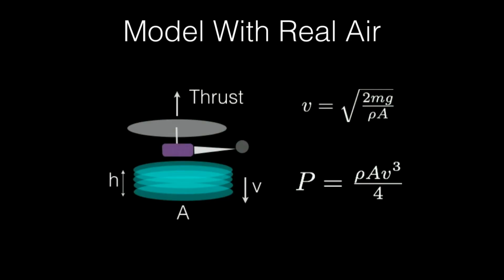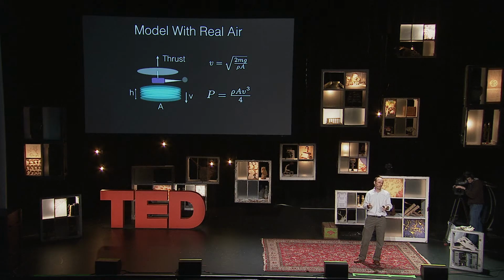Now, let's look at real air. Air is made up of little particles, but let's think of it as a volume of air. And if I take that volume of air, it's like a column, and I throw it down. That's what this helicopter is doing. Now, there are two important equations. The important point is, this is just based on throwing balls down. So I can say how fast does that air have to go in order to make the helicopter hover. That's this one equation up here, the velocity. The other one is, how much power does it take to make this helicopter hover? And that depends on how fast you're throwing the balls and how big the helicopter is.